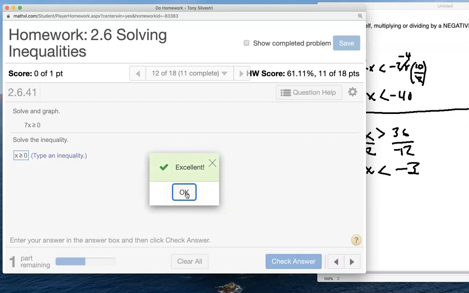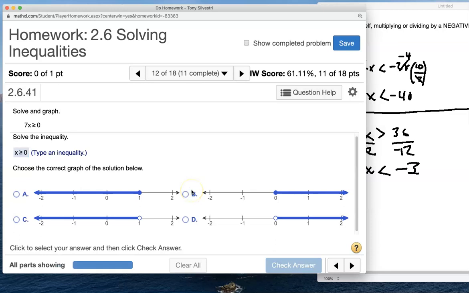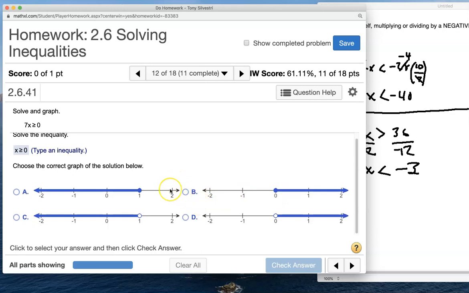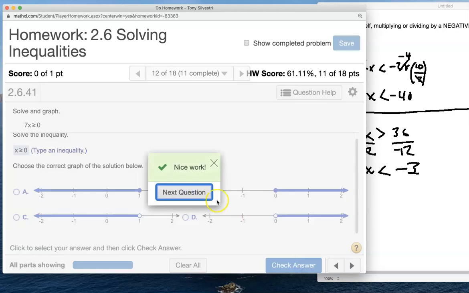I bet you don't want this video to end because you're having so much fun learning about inequalities. Let's see. X is greater than or equal to 0. Solid dot on 0, and things to the right are bigger than 0. I'm looking for B. Nice work.